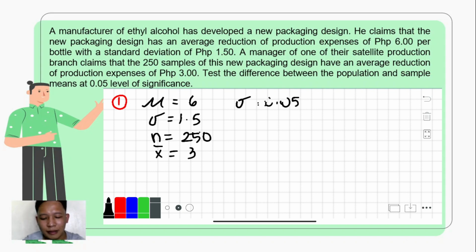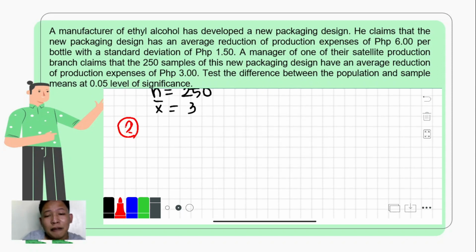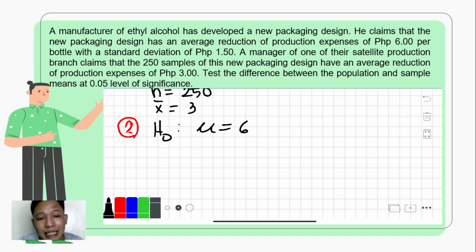Okay? So that will be our given. So let us now formulate our hypothesis. Our null hypothesis is a statement about our population, and this concerns equality, of course. So our population mean is equal to 6 pesos. Alright, so that will be our null hypothesis.